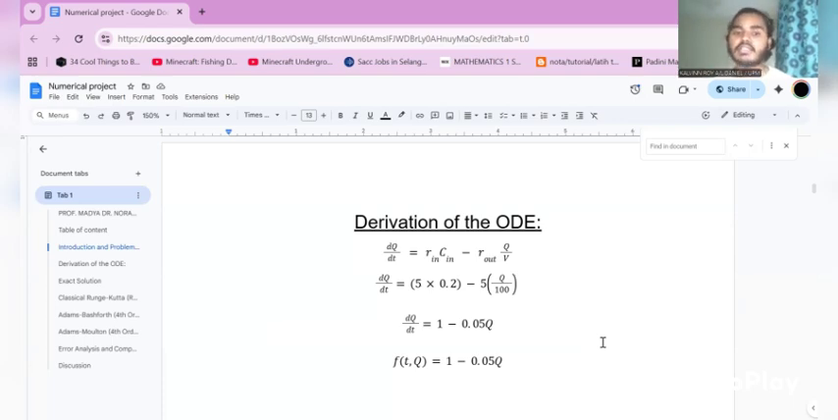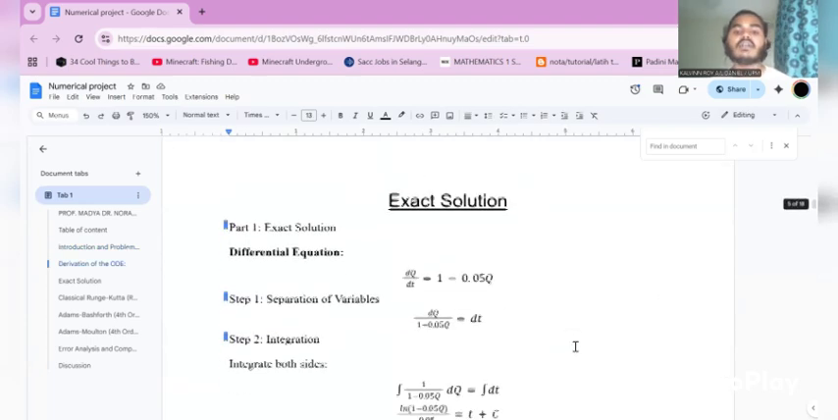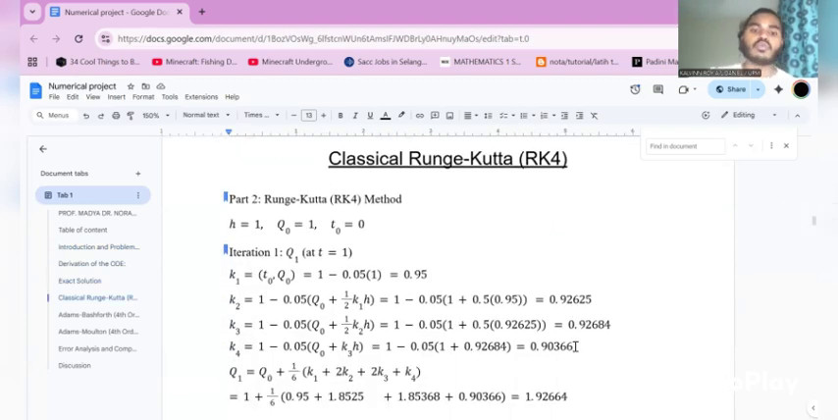There were multiple methods given, but the one we decided to choose was the RK4 method. It is a method to find the amount of salt at t equals 1 as well as t equals 2. We'll be using a step size of 1, and we'll identify two iterations: Q1 at t equals 1 and Q2 at t equals 2.